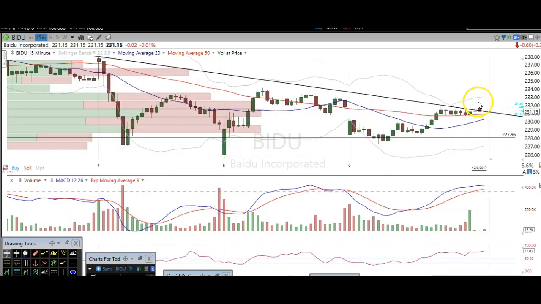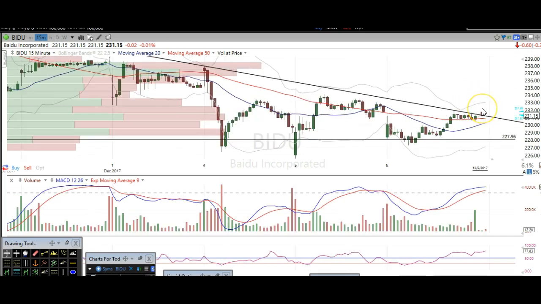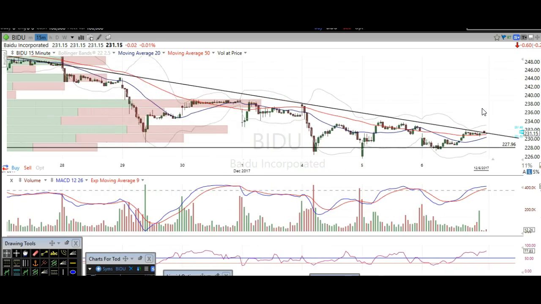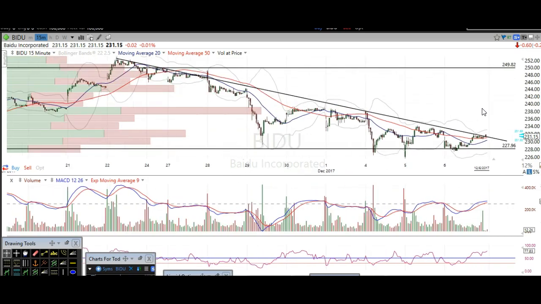Actually, we didn't close over it. This is after hours right now. So we didn't close over it just yet. But if we break over it tomorrow, you better believe this is going to lead to a big breakout. So I think that Baidu can head higher.